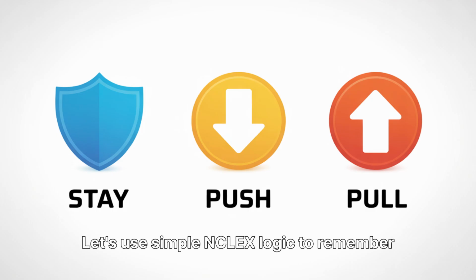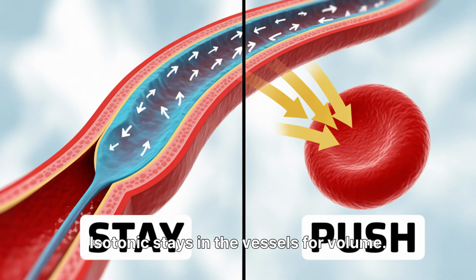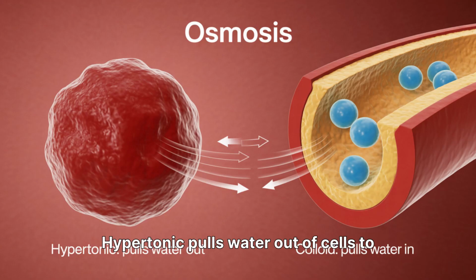Let's use simple NCLEX logic to remember this. Isotonic stays in the vessels for volume. Hypotonic pushes water into the cells to swell them. Hypertonic pulls water out of cells to shrink them. Colloids pull fluid into the blood for strong expansion.